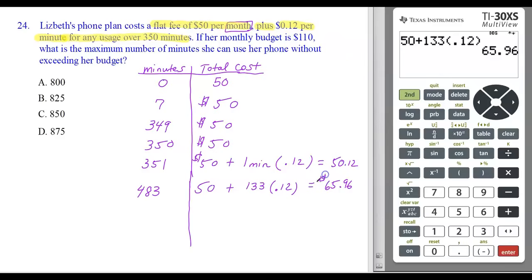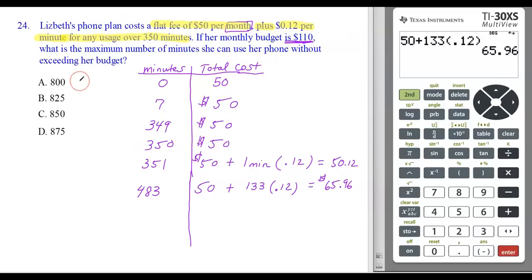So in other words, if she used the phone for 483 minutes, at the end of the month she would be charged $65.96. However, her monthly budget is $110. She can't go over this amount. That's ultimately what the question is asking. What's the maximum amount of minutes she can use the phone without going over her monthly budget of $110?